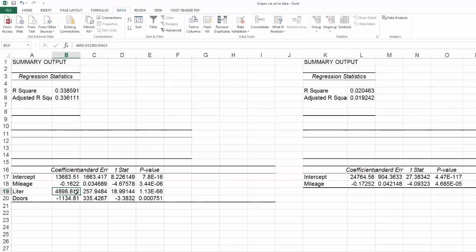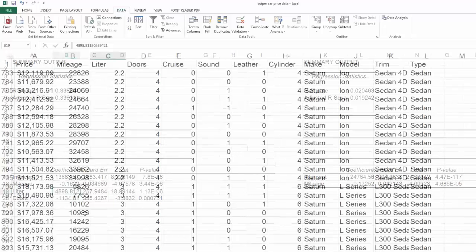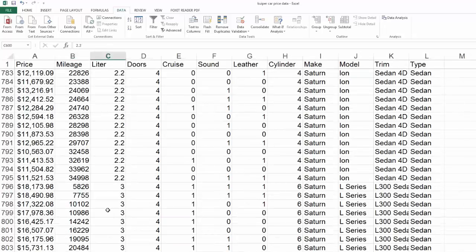This looks big, so you might be like, man, it seems like the mileage doesn't matter at all because that's only 0.16. But this liter variable is 48.98. It's so big. And even the doors, where it's 11.34, those both seem so much bigger than this puny 0.16 coefficient on mileage. But again, it all depends on how you're measuring these variables. So liters, well, if I go back, the mileage variable is in the 22,000, 29,000. Those are pretty big. And the liter variable is like 2, 3. Those are all pretty small.